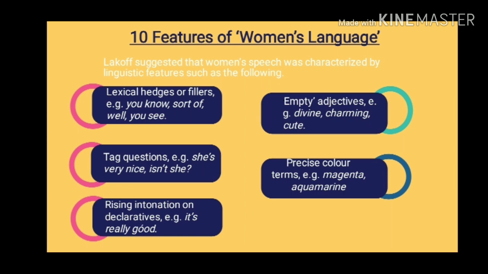So we are going to discuss the features one by one. The first one is women tend to use hedges. For example, kind of, sort of, it seems like, the word like that are called hedges. Hedges are basically used to lighten the tone of assertive statements. For example, he was kind of rude to me last night.